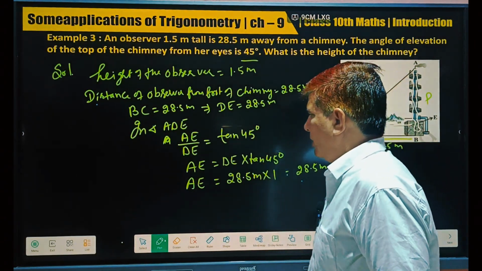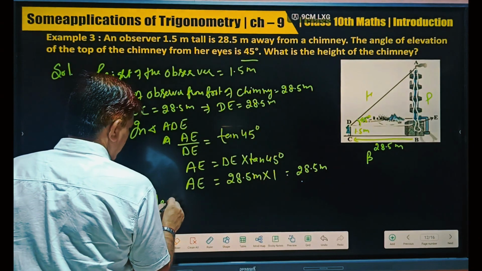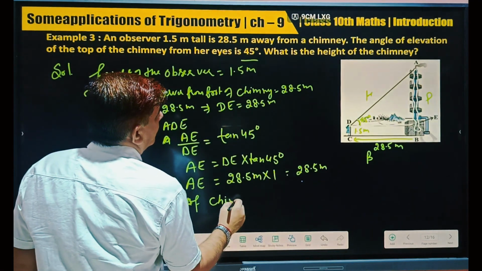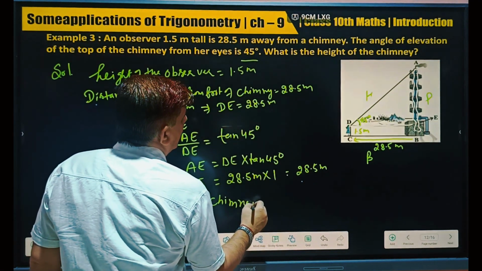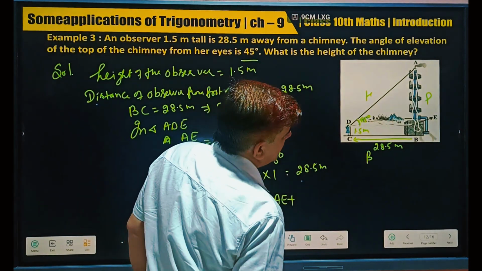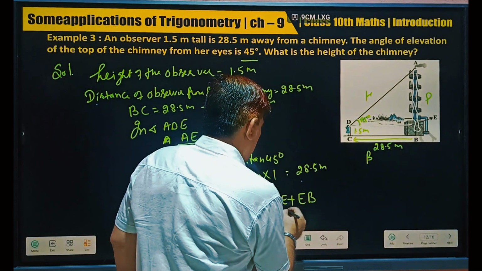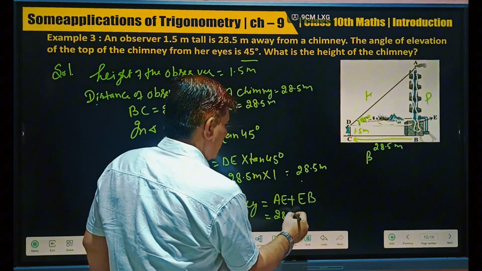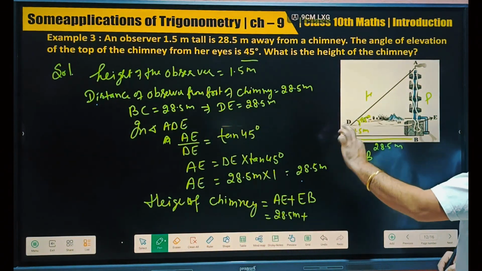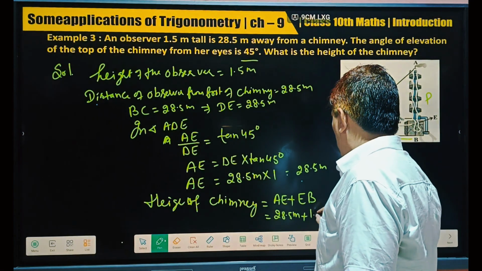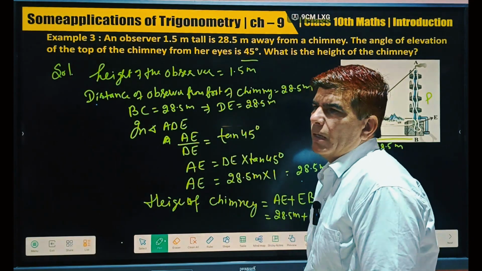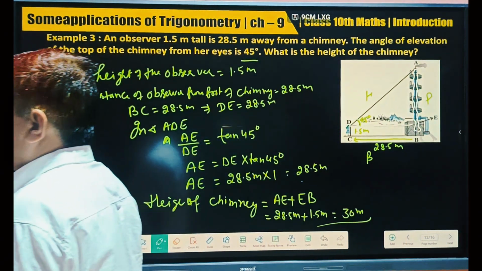28.5 meter. Height of whose chimney is equal to what? AE plus EB. AE is 28.5 meter. This EB is equal to the height of that person. What's the height of that person? 1.5 meter. If you add, 30 meter is your answer. What's your answer? 30 meters.